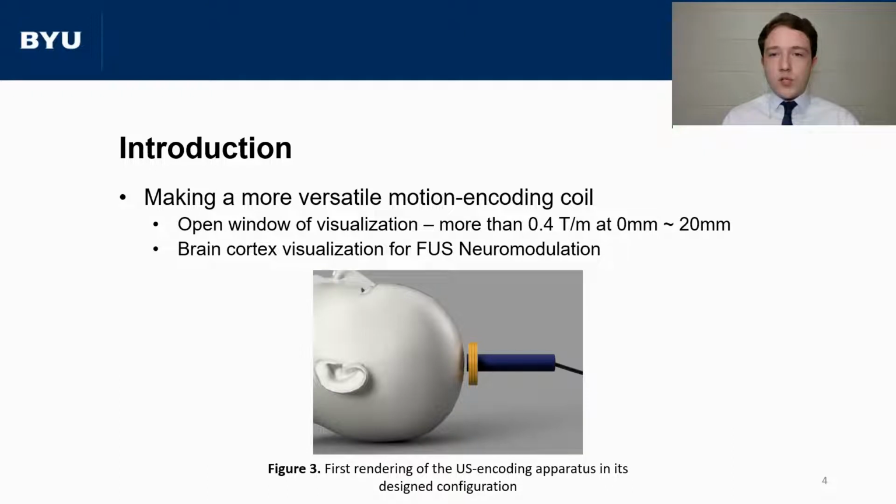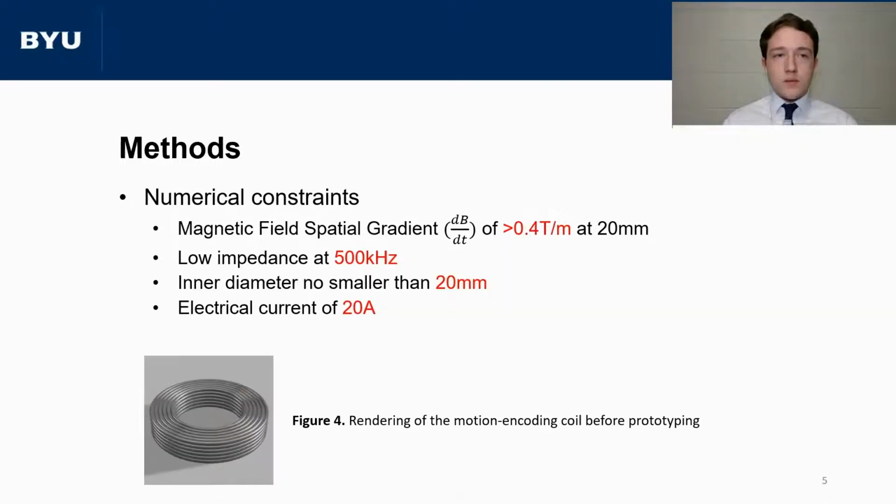This novel approach could be used to establish the missing correlation between the results of neuromodulation treatments and their mechanism of action, thus improving the scientific rigor of this field of research. In order to make this new application work, we needed to develop a motion encoding coil that is optimized for maximum magnetic field spatial gradient.